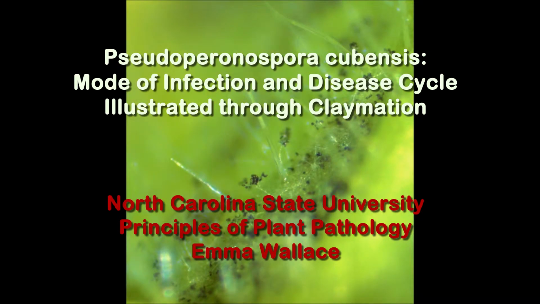My name is Emma Wallace, and I am a master's student in North Carolina State University's Department of Plant Pathology. The topic of this video is the mode of infection and disease cycle of Pseudoperonospora cubensis, the causal agent of cucurbit downy mildew. This is an important topic because cucurbit downy mildew is an economically significant disease not only in North Carolina but across the United States.